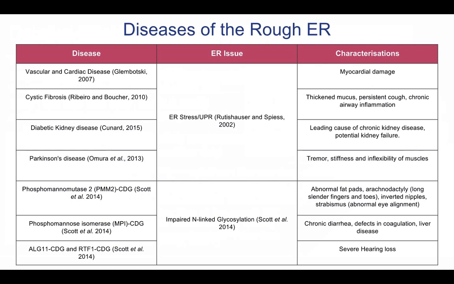There are 40 defects associated with N-linked glycosylation, and most cause recognizable syndromes, such as phosphomannomutase 2, or PMM2 CDG, phosphomannose isomerase, or MPI CDG, ALG11 CDG, and RTF1 CDG.